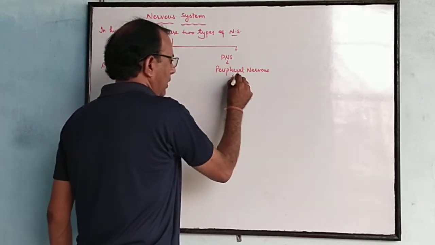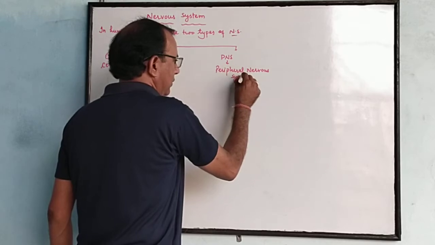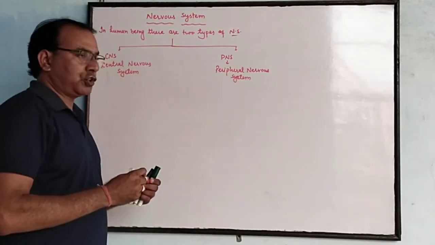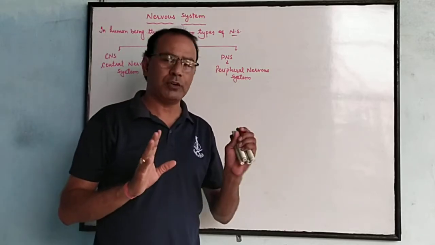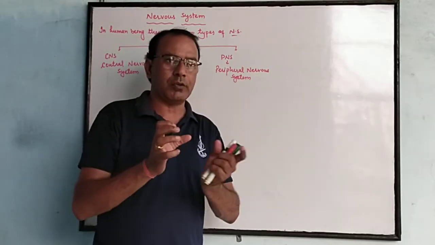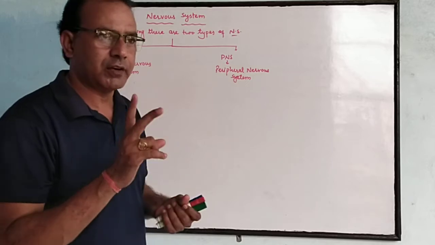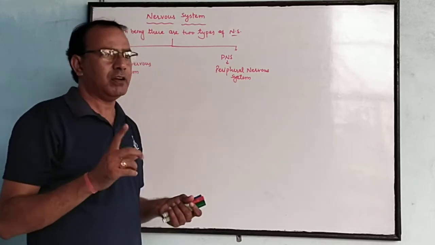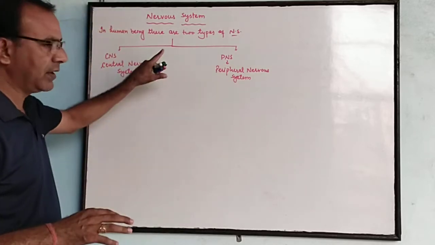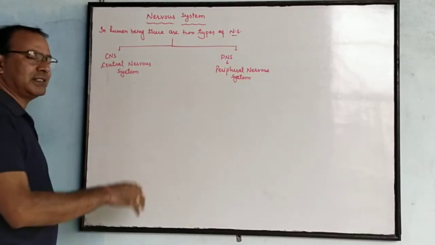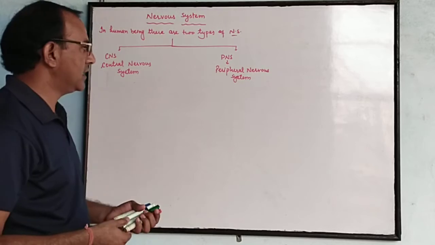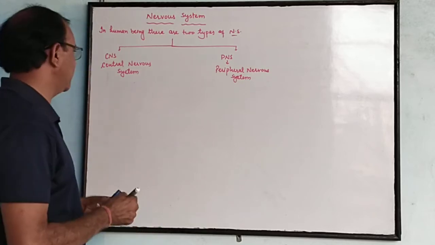So in human beings there are two types of systems which help in control and coordination of the whole body. Those are the nervous system and the hormonal system. In this chapter we will discuss the nervous system. In human beings there are two types of nervous system: one is CNS, the central nervous system, and the second one is PNS, the peripheral nervous system.